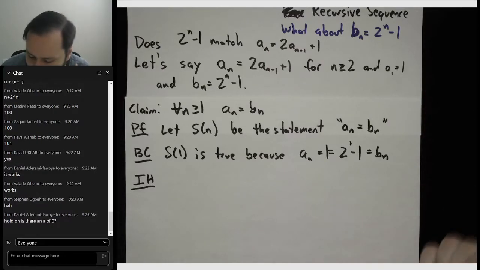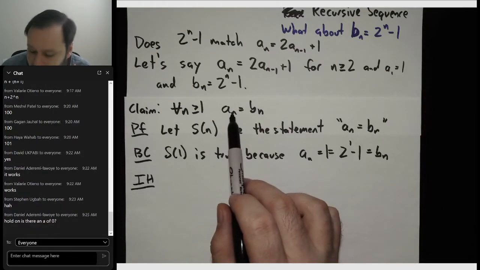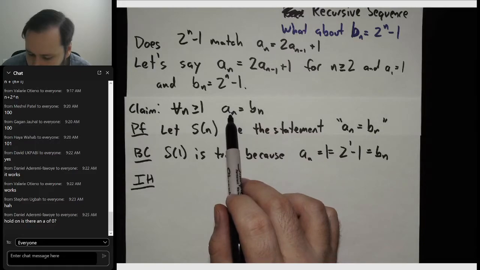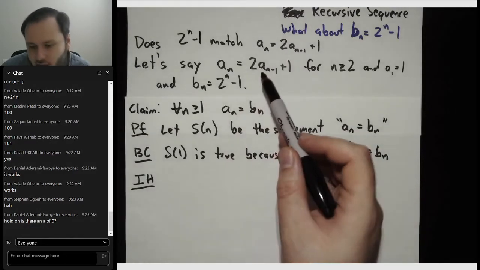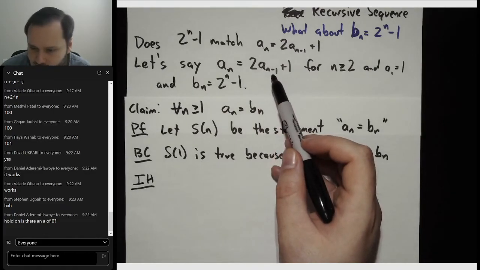When I look at a sub k plus 1, what I have is a recursive formula that only goes back one step.